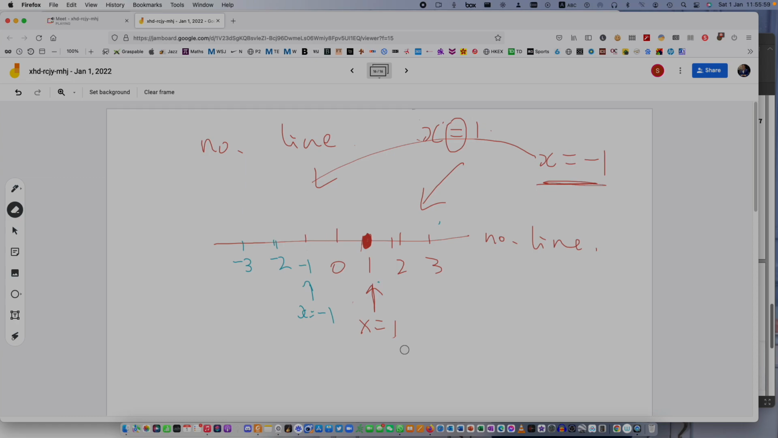Where's your dot? I don't see your dot. Okay, I see this. Where's your dot? Where should you place your dot? Here, right?